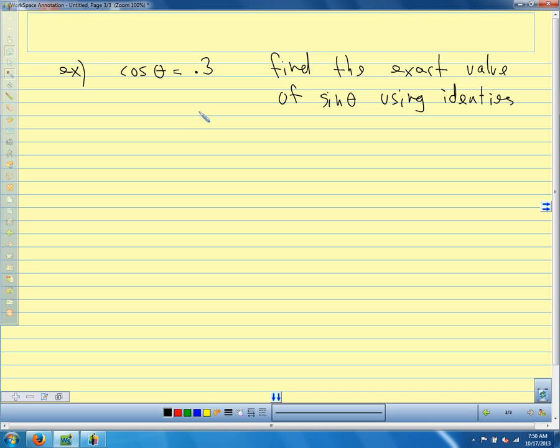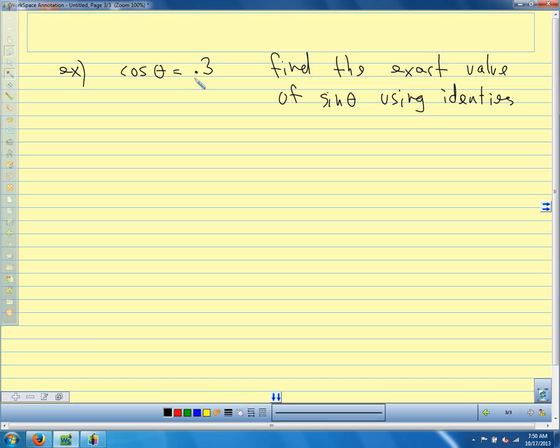Anybody have an idea? What would we do, or what did we do in our last lesson when we came up with an answer that said cosine theta equals 0.3 and we needed to find theta? What did we do? Inverse, not the sine, but the inverse cosine. So if we did the inverse cosine of 0.3, that would give us our angle.